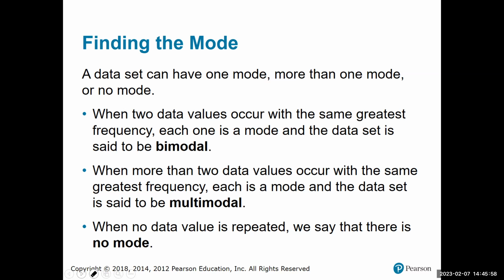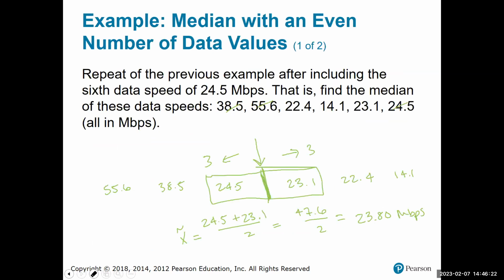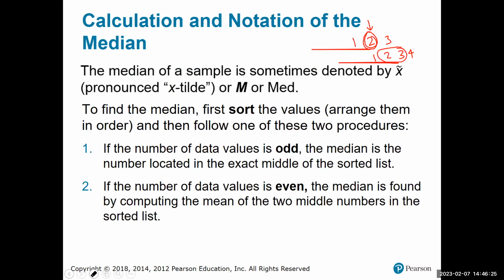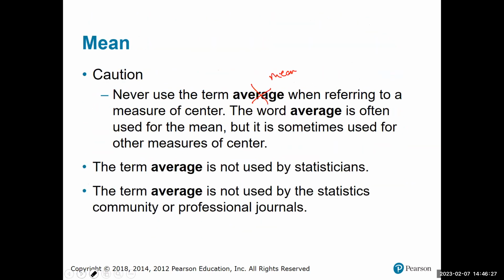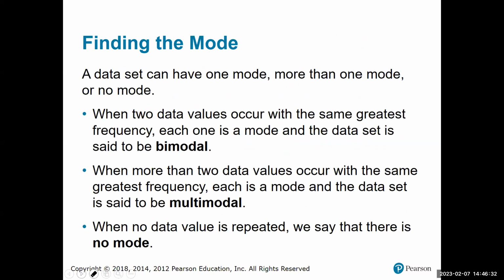When more than 2 data values occur with the same greatest frequency, each is a mode, and the data set is said to be multimodal. So we have bimodal, we have multimodal, you could have unimodal, they don't talk about that. 1 mode would be unimodal. And if there is no repeated data value, we say that there's no mode. So if we're talking about this set here or this set here, those are data sets that have no mode. There's no data value that occurs more than the others. They all occur just once.